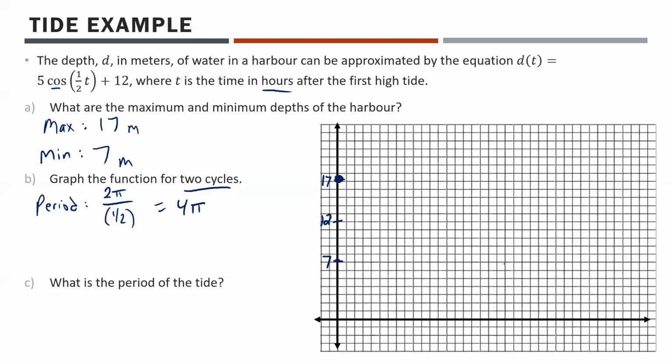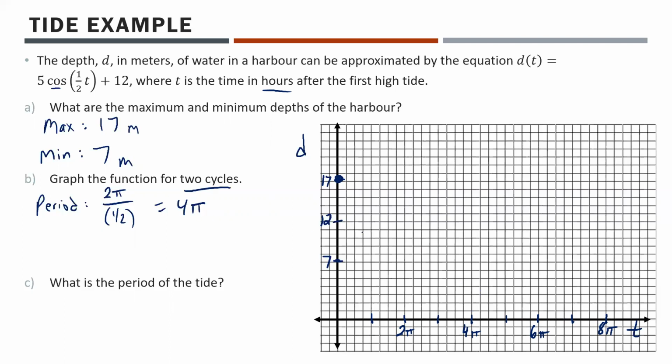Anyway, I will actually label my x-axis using pi instead, as weird as that is. And again, that is your time, and this is your depth. So if we want 2 cycles, 1 cycle is 4 pi. How about we estimate that every pi will be about 4 blocks? So we'll say that's pi, 2 pi, 3 pi, 4 pi. We'll just label every second one: 2 pi, 4 pi, 6 pi, 8 pi. There you go. 1 full cycle is 4 pi.